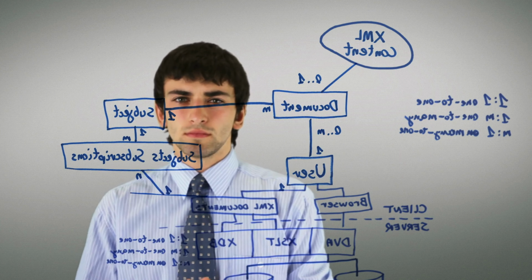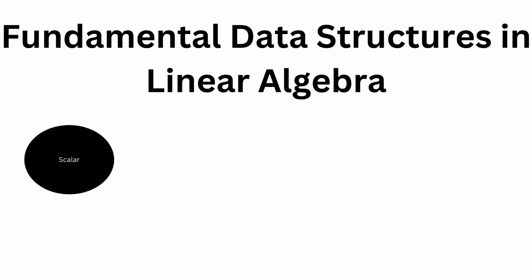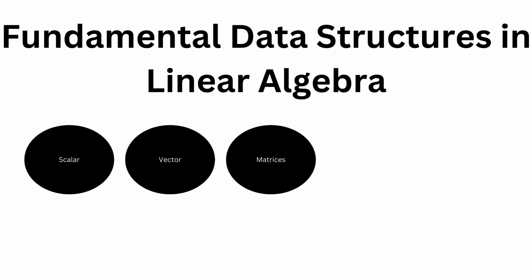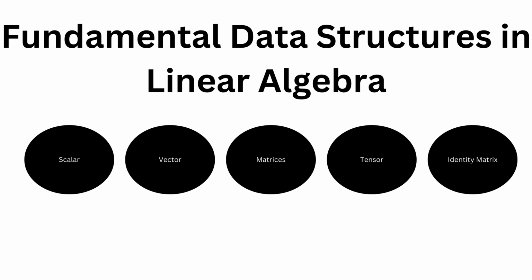In linear algebra, understanding different types of data structures is crucial. These structures help us organize and process information effectively. Let's look at the fundamental types we use. At the most basic level, we have scalars, single numbers without direction. Next are vectors, which are arrays of scalars, providing both magnitude and direction. Matrices expand on vectors, arranging numbers in a two-dimensional grid, allowing for complex operations and transformations. Then, we have tensors, which are like high-dimensional matrices, used extensively in fields requiring multi-dimensional data.